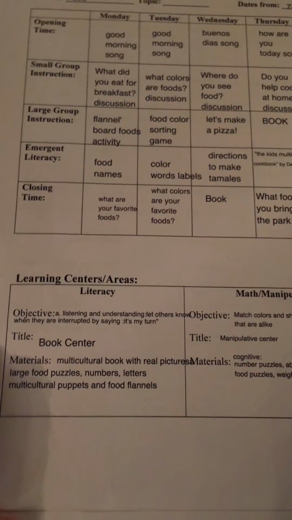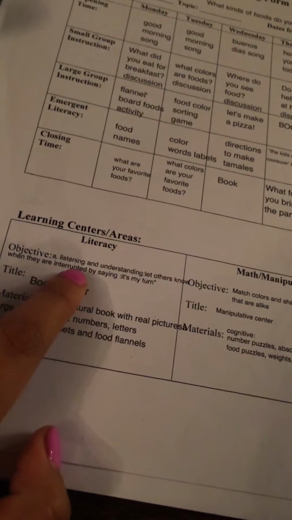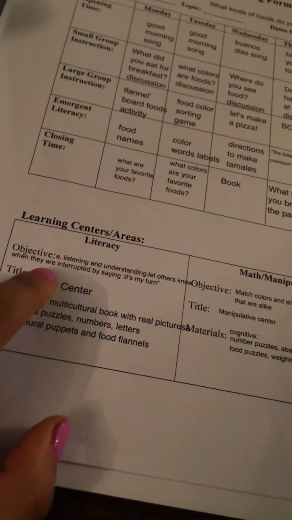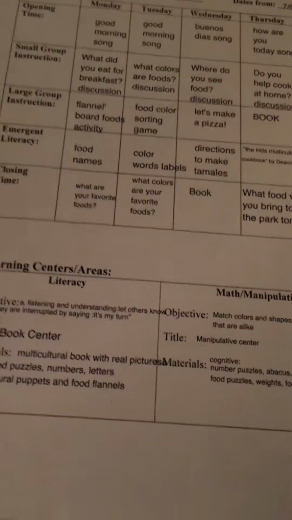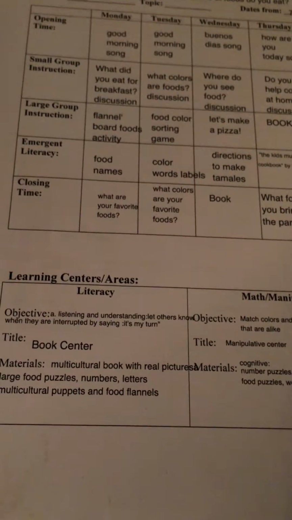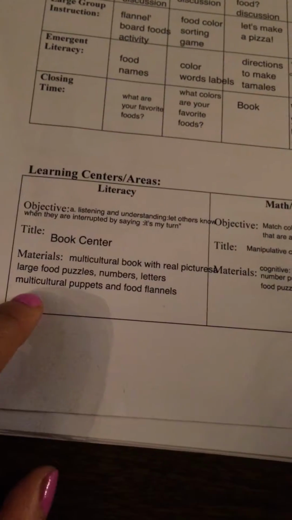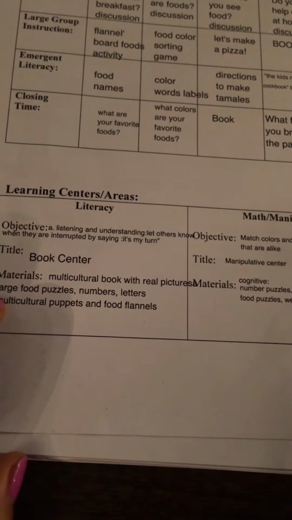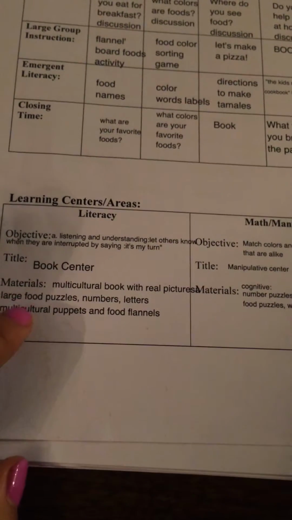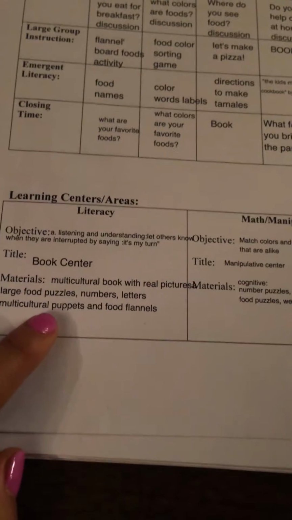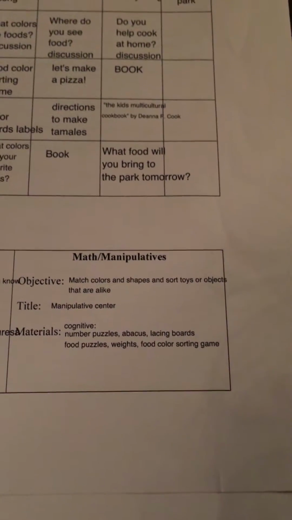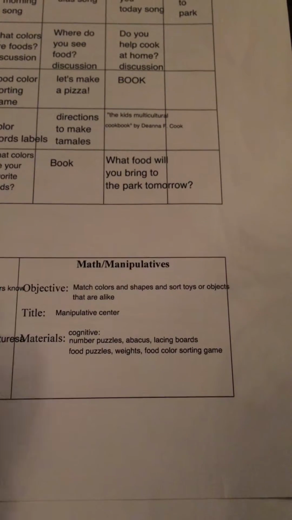So my objective for the Literacy Center was listening and understanding, letting others know when they are interrupted by saying it's my turn. So this is something I would try to focus on for my Literacy Center. The materials in this center include multicultural books with real pictures, large food puzzles, numbers, letters, and multicultural puppets and food flannels.